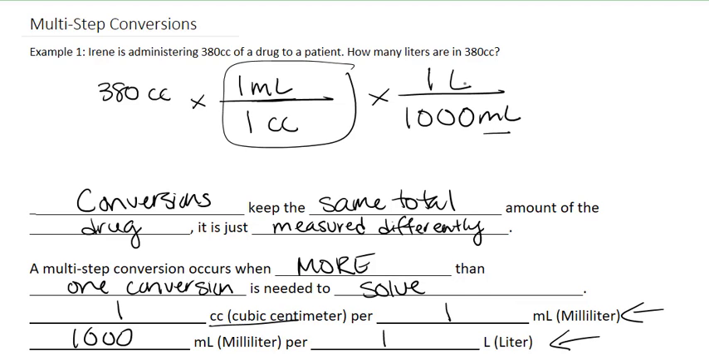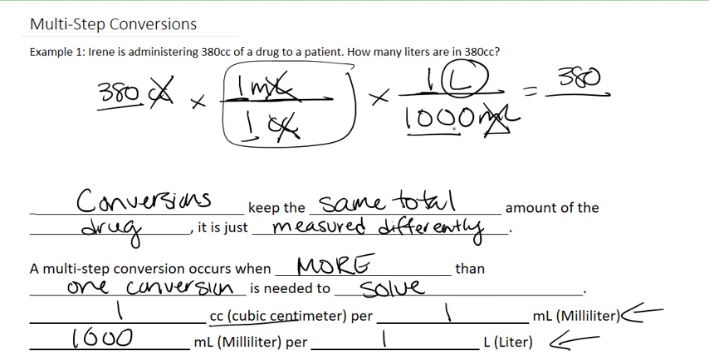And we know we did this right, because if we can cross out our units that are across from each other, and then we're left with the unit we need at the very end, which is liters. So we have done this correct. So now the next step is to multiply. So what we could do is we would multiply 380 times this 1 times 1, which is equal to 380. Then we do the denominator. We have 1 and 1,000. So 1 times 1,000 is equal to 1,000.